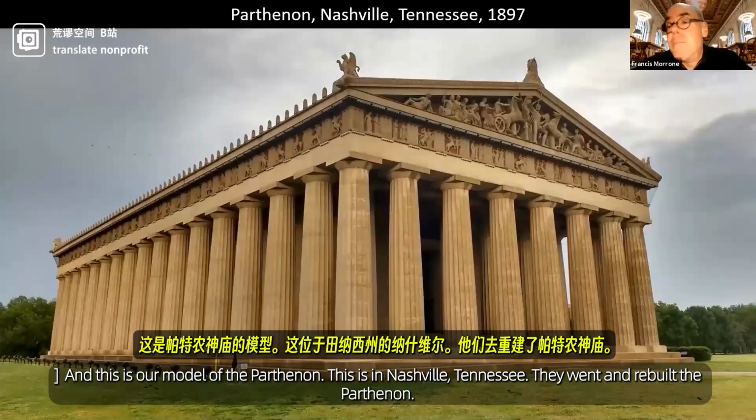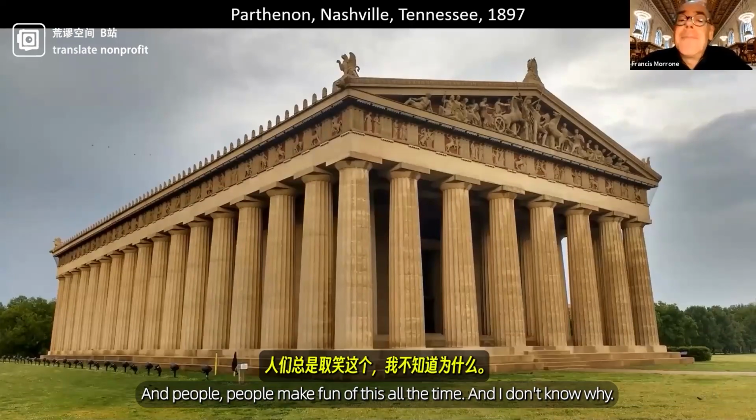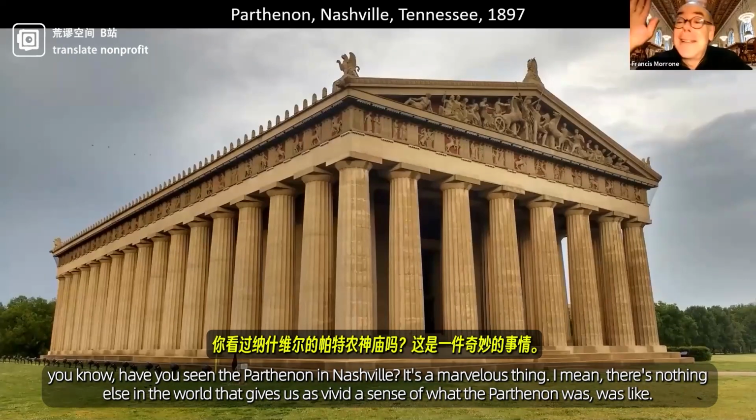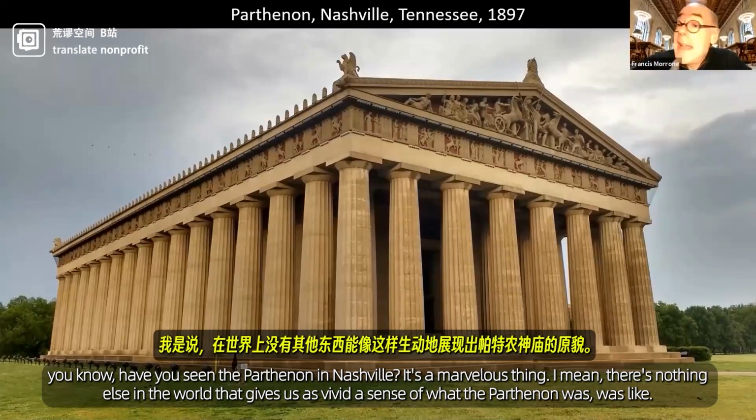And this is a model of the Parthenon. This is in Nashville, Tennessee. They went and rebuilt the Parthenon. And people make fun of this all the time, and I don't know why. People say, oh, have you seen the Parthenon in Nashville? It's a marvelous thing. I mean, there's nothing else in the world that gives us as vivid a sense of what the Parthenon was like.